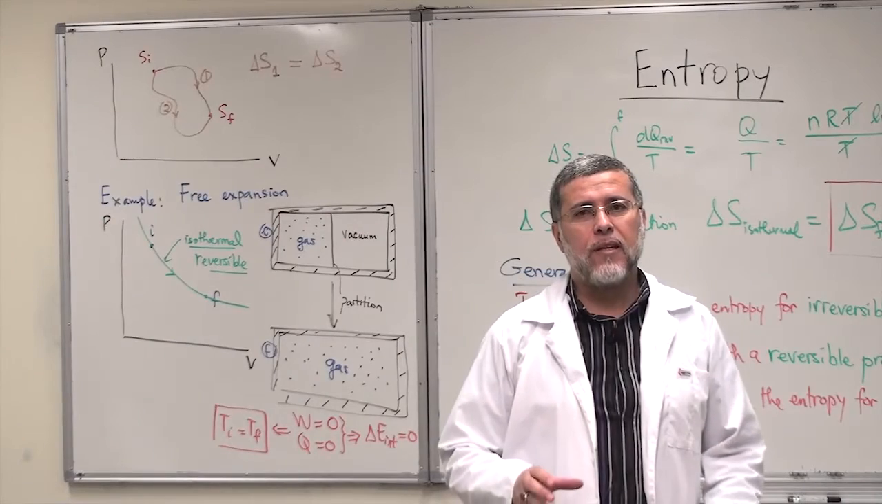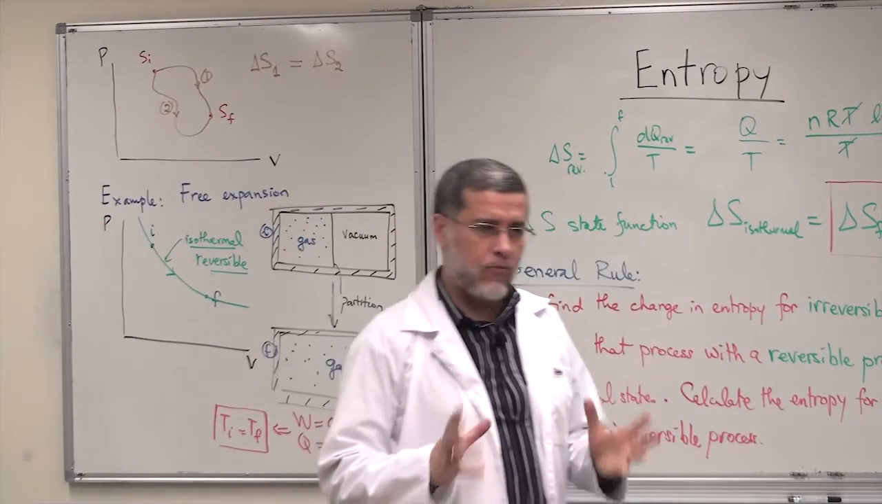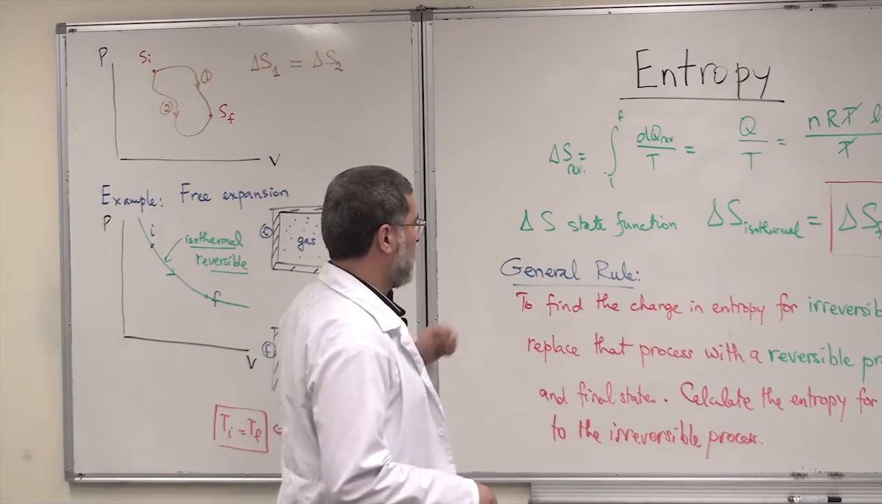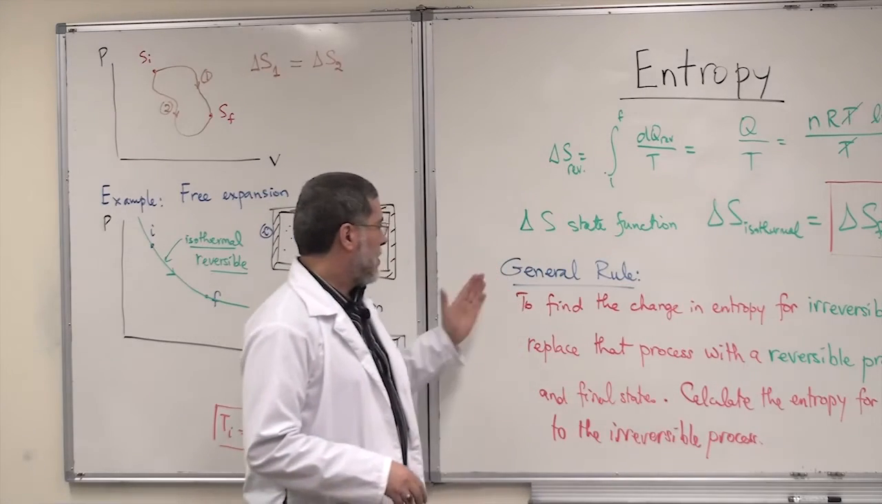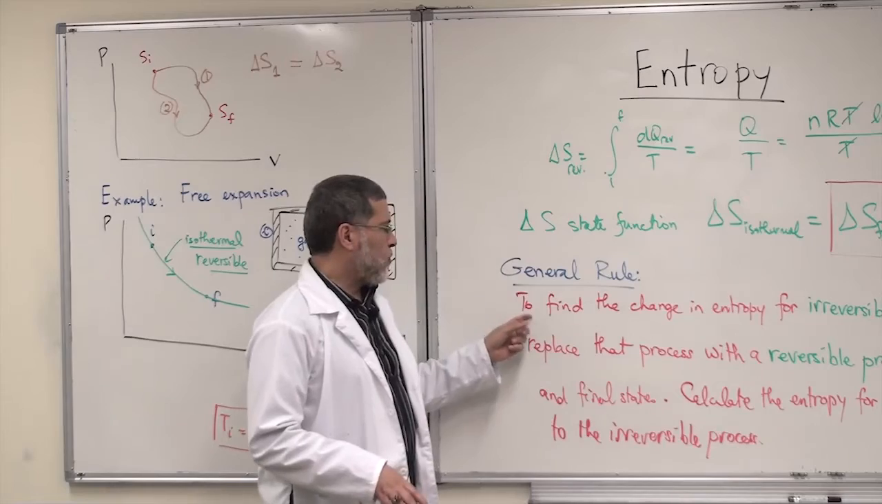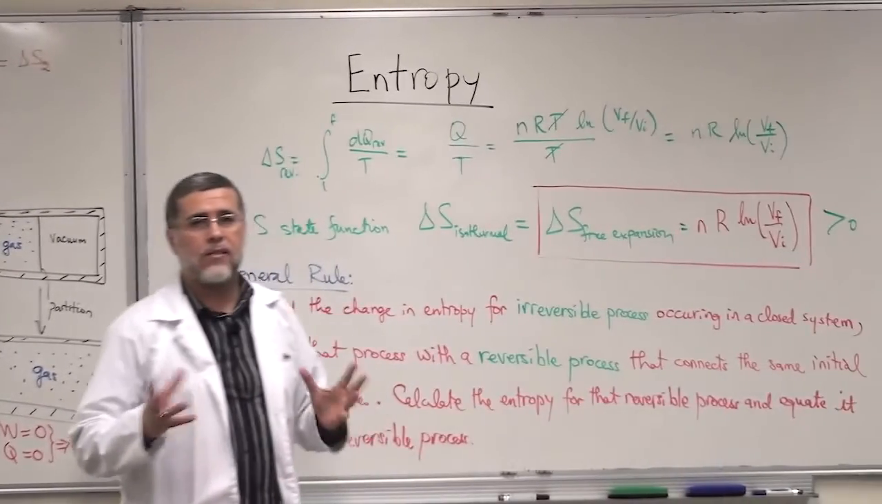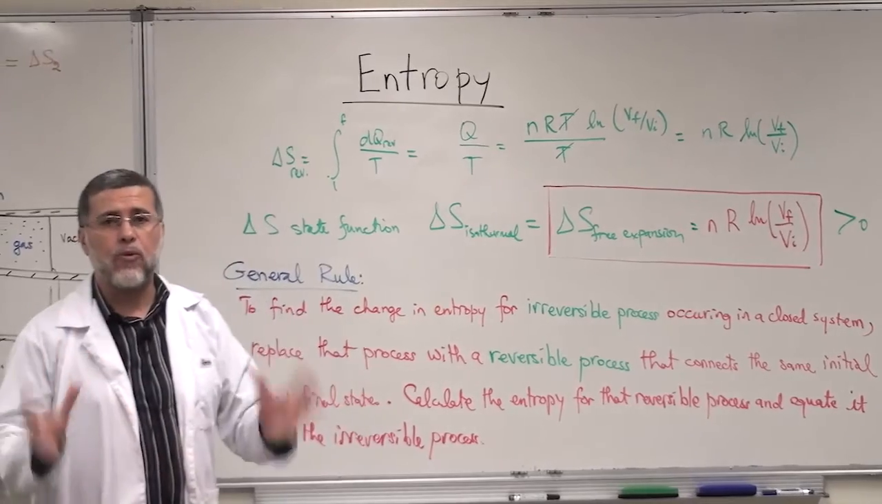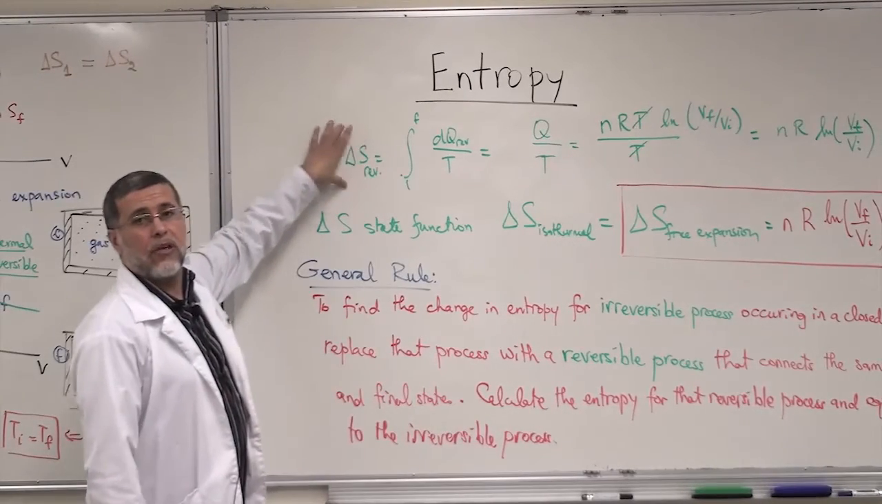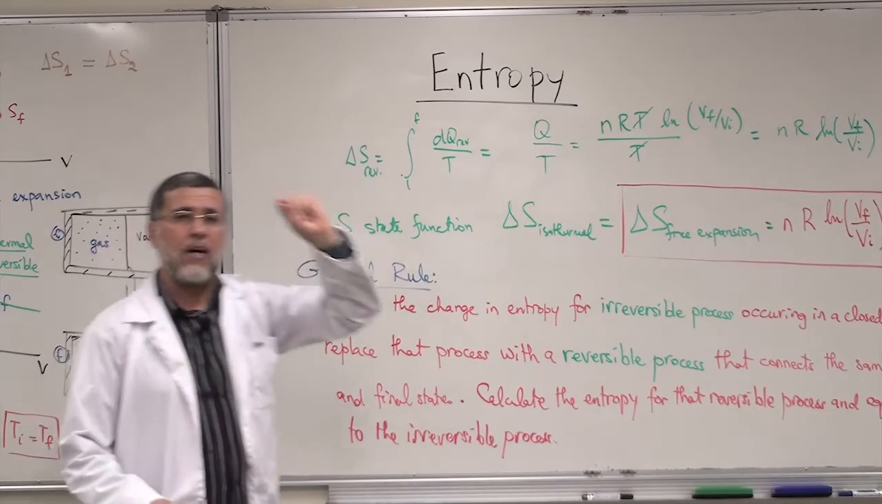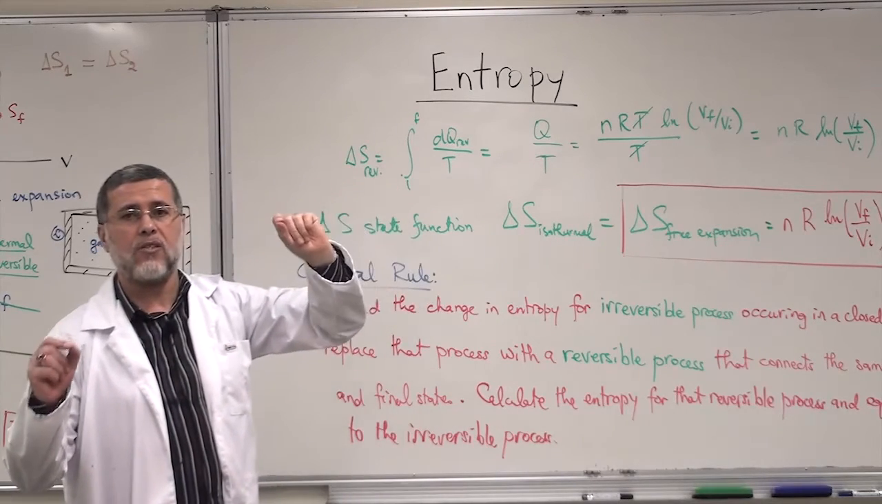Okay, so let's see what we benefited from this example, free expansion. As a general rule, to find the change in entropy for an irreversible process. Why are we saying this? Because for an irreversible process we cannot integrate. We cannot find the change in entropy using this equation here because we don't know the path connecting the initial and the final states, let's say on the PV diagram.